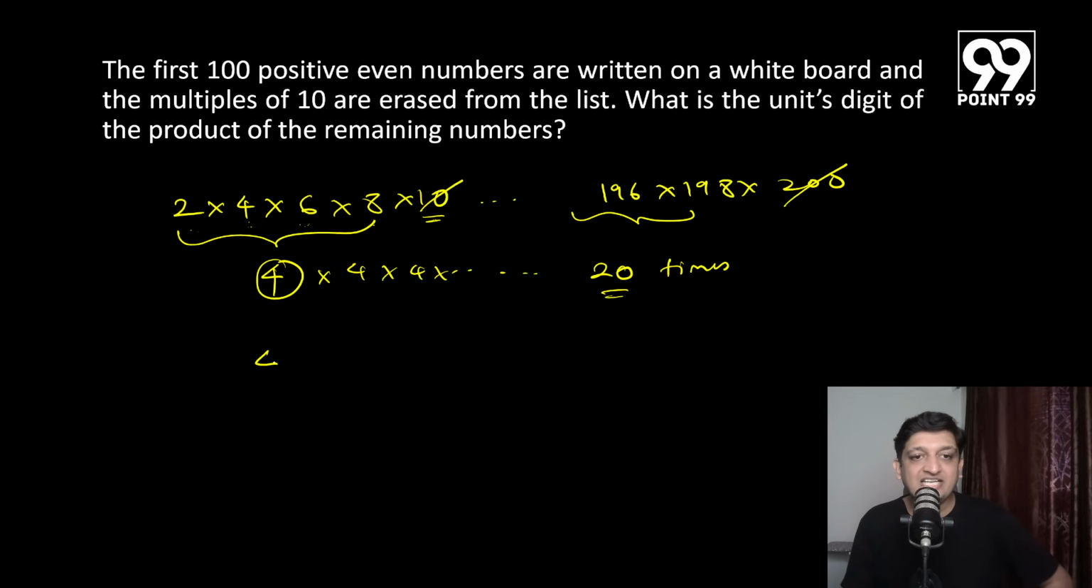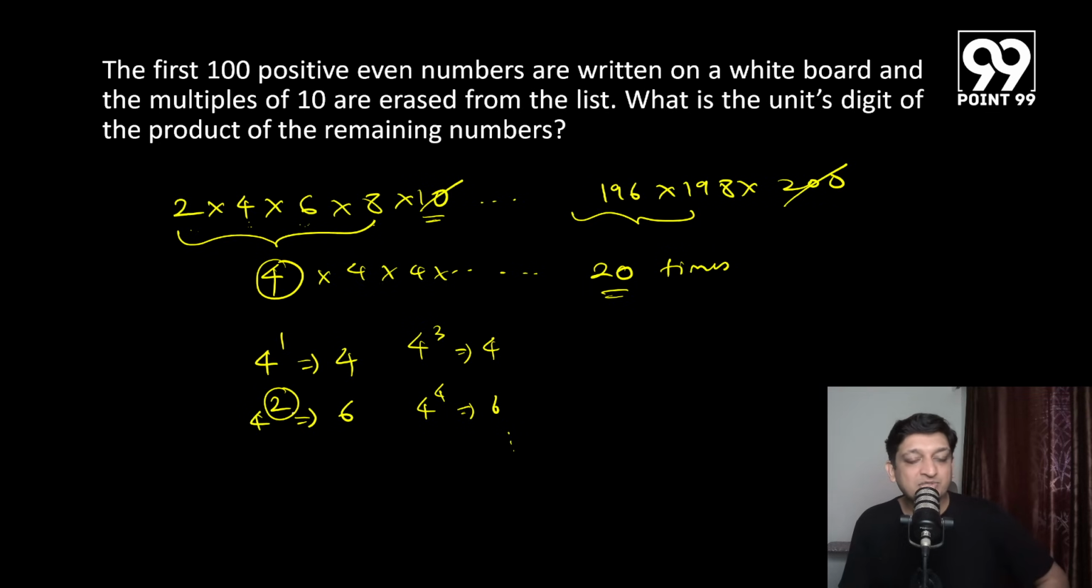So we can see very easily 4 raised to 1 ends in a 4, 4 square ends in a 6, 4 cube ends in a 4, 4 raised to 4 ends in a 6, and this pattern follows. So whenever 4 is raised to an even power, it ends in a 6. And that will basically be the answer.